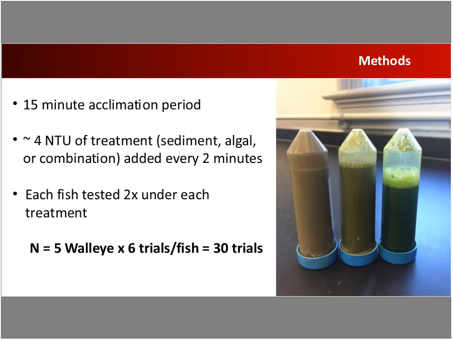Each fish was tested 2 times under each treatment. So they ran 2 sediment treatments, 2 algal, and 2 combination treatments, for a total of 6 trials per fish. We had 5 total fish, multiply that by 6 trials per fish, and we had 30 trials. Now these trials are lengthy. They last approximately 1.5 to 2.5 hours. So this is a process, but it's very interesting because when you reach the point where the fish stops following the stripes on the screen, you're given almost immediate data points. That essentially is the visual detection threshold.